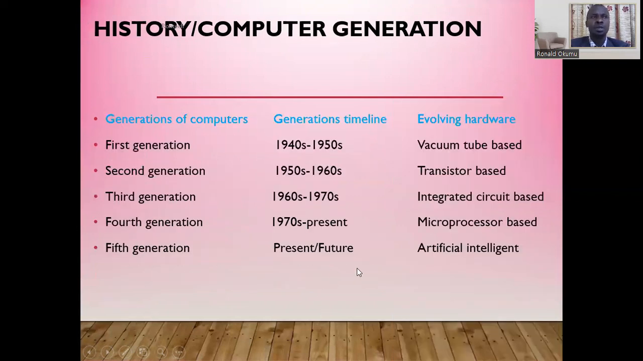We also have the history of computers based on generation, still by time, as well as whatever evolved as far as the hardware is concerned. The first generation relied on vacuum tubes. Second generation, transistors. Third generation was integrated circuit based. Fourth generation, microprocessor based. Then the current generation, the 5th generation, depends on artificial intelligence. That is where we say computers behave like humans, through the programs that are installed. Computers are able to do what a human being is able to do.